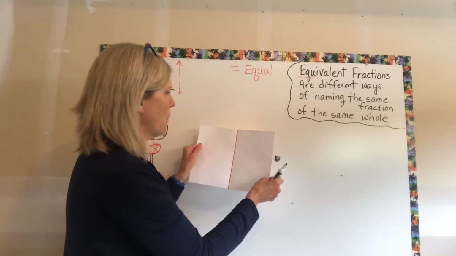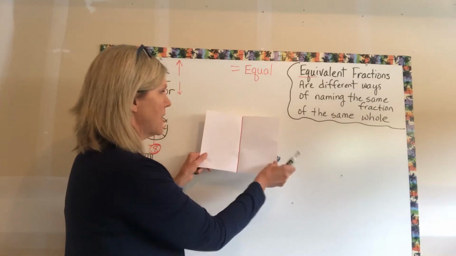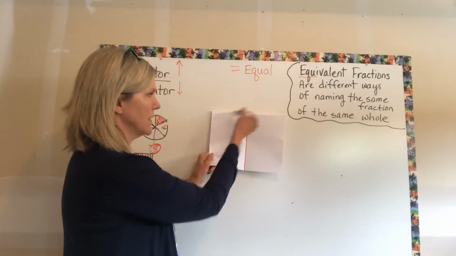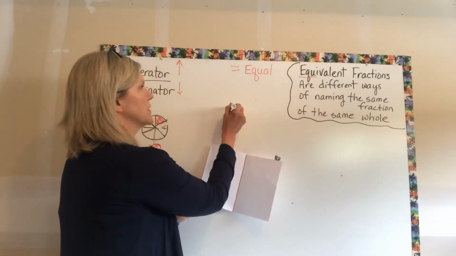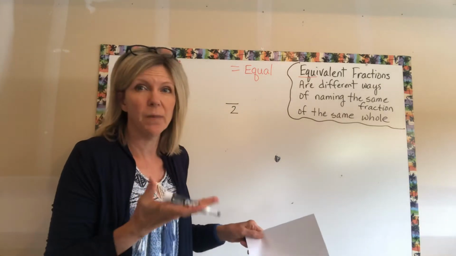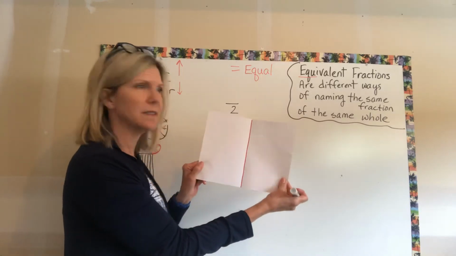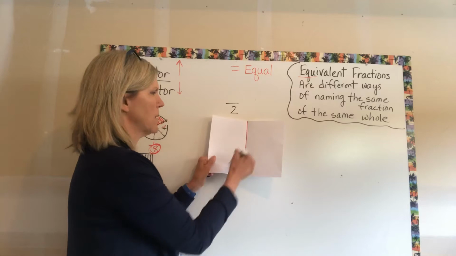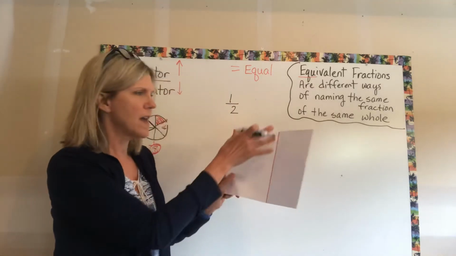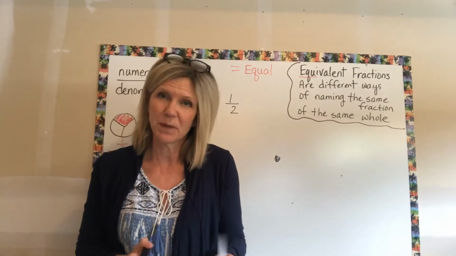But what I want to show you is that right now, we're just going to look at one of these 2s, okay? It's divided into 2 pieces, so that's our denominator. Remember, denominator is down. It's divided into two pieces. And I want us to talk about just one of these pieces. So 1/2 of my whole.